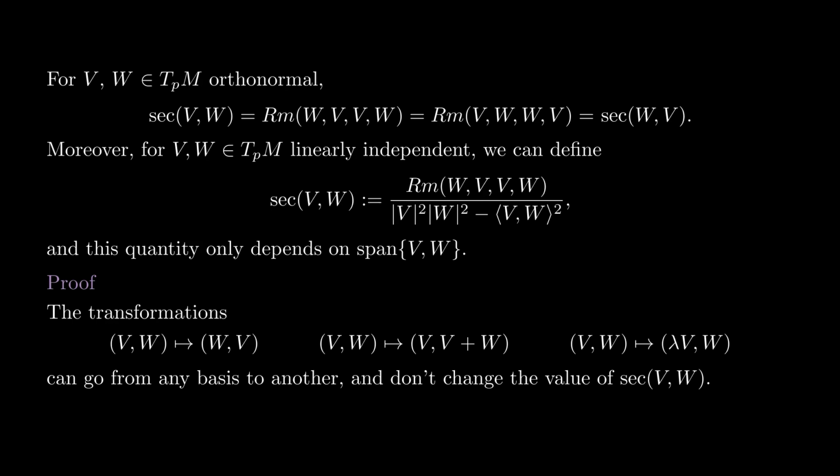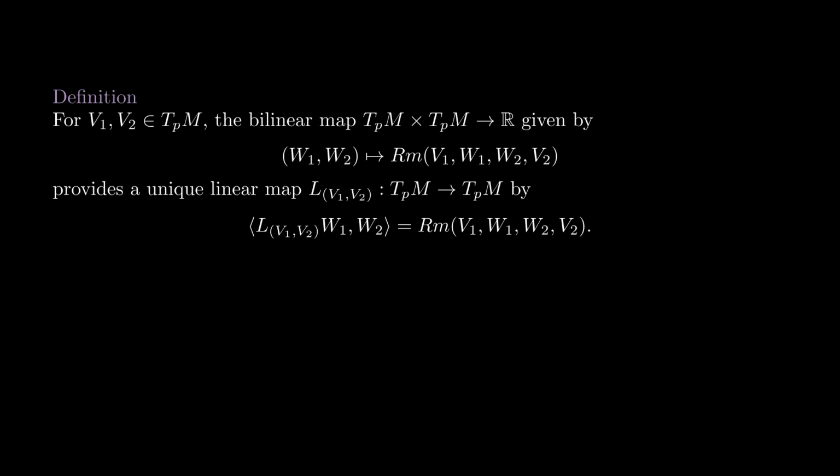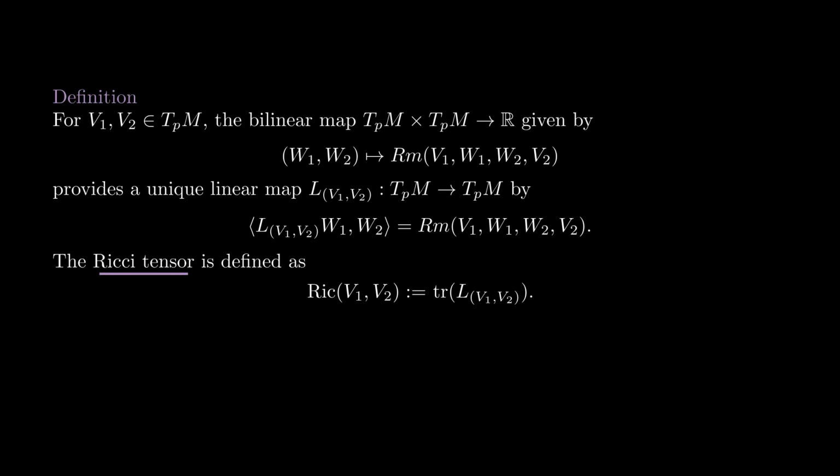Now it is time to prove that the Ricci curvature was well defined. For vectors v1 and v2, we can take the bilinear map that takes w1, w2 to Rm(v1, w1, w2, v2). Using the metric, this bilinear map comes from a unique linear map that we call L_{v1v2}. The Ricci tensor applied to v1, v2 is defined as the trace of this linear map. We don't have a nice geometric description of the Ricci tensor, but it is well defined and bilinear, and we will use it to prove that the Ricci curvature was well defined.